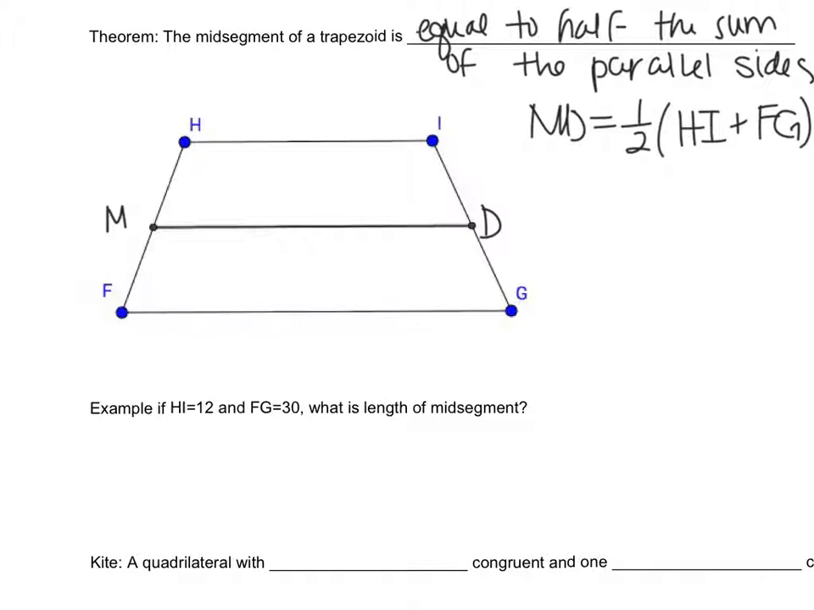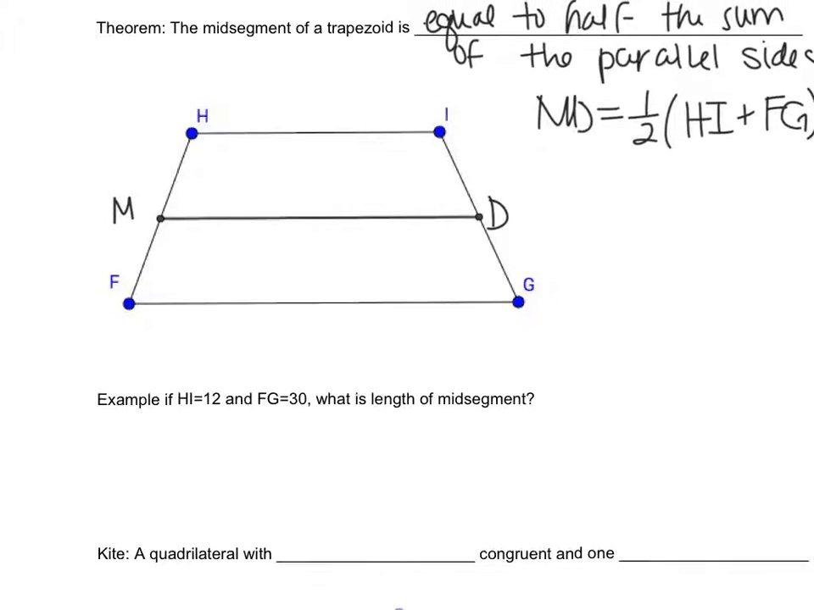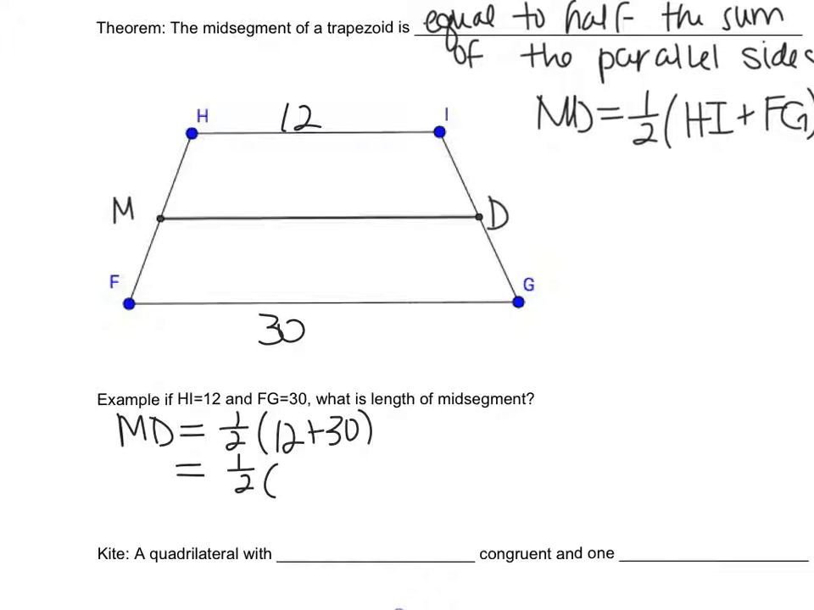So let's go ahead and do some examples. So we're going to use that trapezoid. We know that HI is 12 and FG is 30. What is the length of the midsegment? So if we go ahead and label, HI is 12 and FG is 30. So using that formula I just wrote, we have that MD equals 1/2 of 12 plus 30. So we end up with 1/2 times 42. So we get that the midsegment has a length of 21.